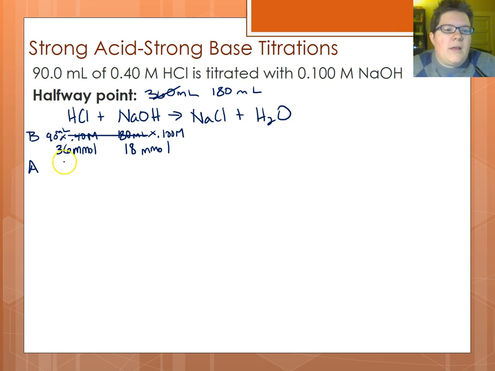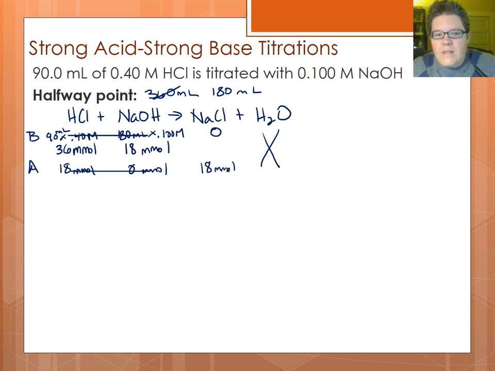Who'd have thunk? And so what's going to happen when I mix these two things together? 36 and 18, half of this is going to disappear. So I'm going to subtract 18 from this and subtract 18 from this. And I have 18 millimoles left over. And here I have nada, niente, nothing. Okay. On the other side, NaCl, I started with nothing, and now I have 18. Because remember, whatever disappeared here is up here, and this I really don't care about, so I'm going to ignore him.